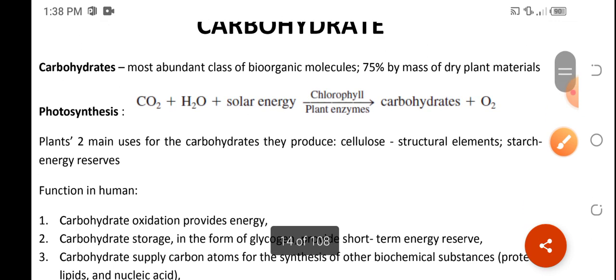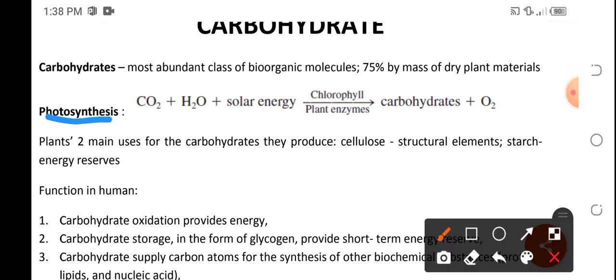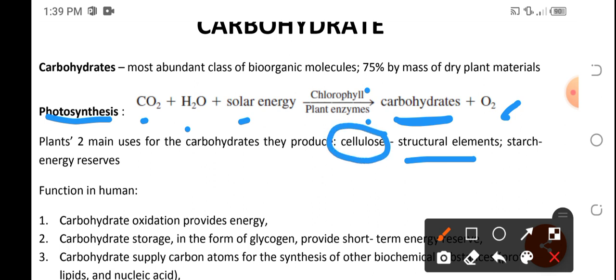And how do these plants produce carbohydrates? Of course, with a process known as photosynthesis. Okay, so the plant needs carbon dioxide, water, solar energy with some plant enzymes and chlorophyll. They were able to produce carbohydrates and of course generate oxygen. In plant, carbohydrates have their main uses. It could be for structural. And anong klaseng carbohydrate yan? That's cellulose. Or it could be for energy reserves for the plant in the form of the carbohydrate starch.